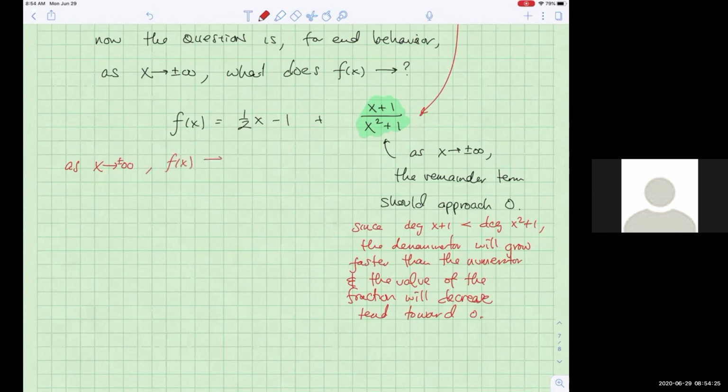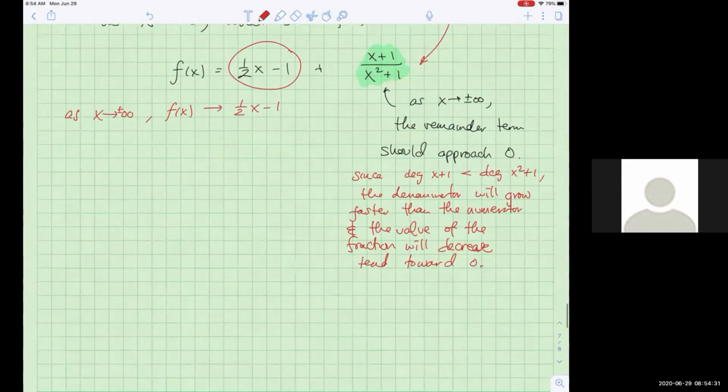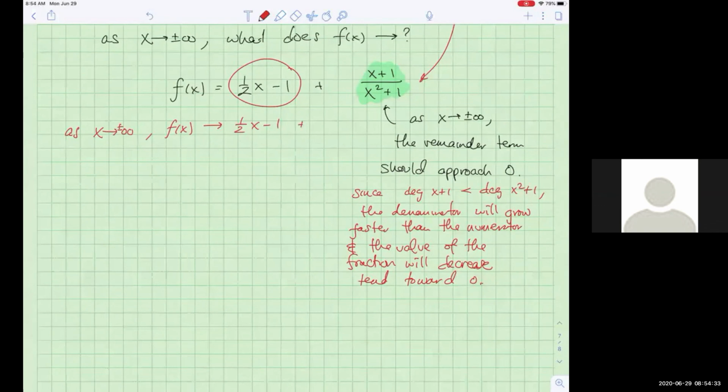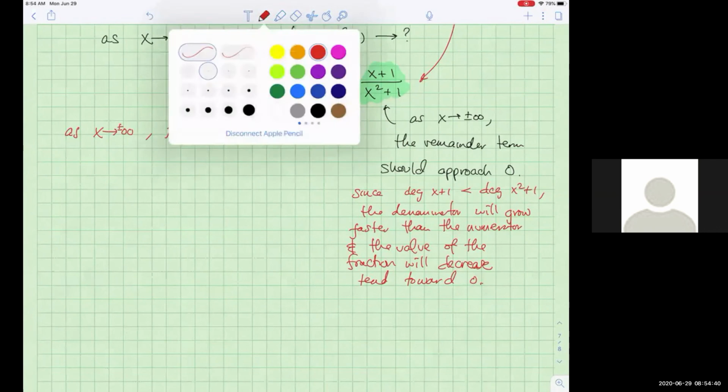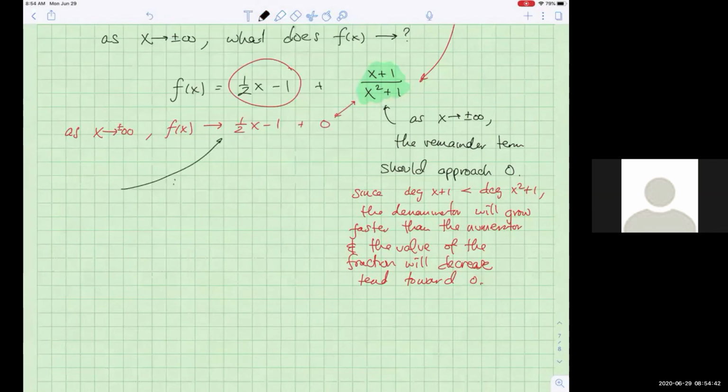So in the long run, as x approaches plus or minus infinity, f of x will approach just the quotient, 1/2 x minus 1 plus 0. That term there is going to 0. And so this is the equation of our slant asymptote. y equals 1/2 x minus 1.